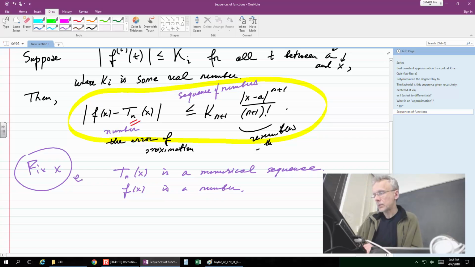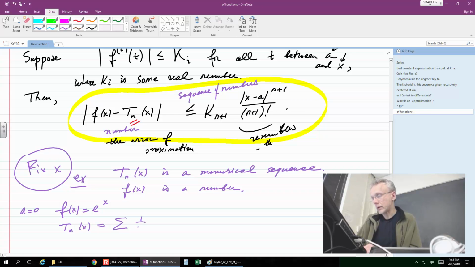Let me make this specific. So I'll say f of x is equal to e to the x. The Taylor polynomial T_n(x) is given to us already, so a is equal to 0. It is the sum of 1 over k factorial times x to the k, k from 0 to n. Then my error estimate, we also just discussed.